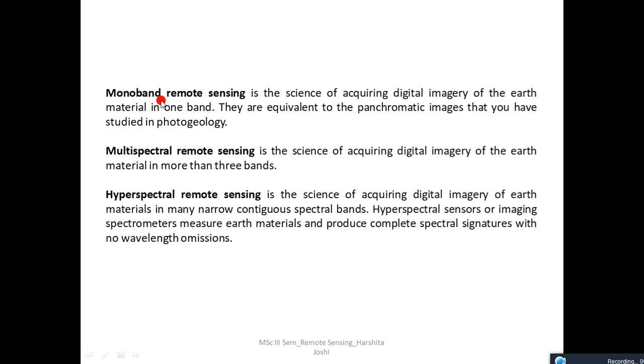So what do you understand by monoband remote sensing? It is the science of acquiring digital imagery of the earth material in one band. These are equivalent to those stereo pairs which you were shown in your photogeology classes. You had seen those black and white images there, the panchromatic images. So these are monoband. Whereas in the multispectral, you have more than three bands. In the hyperspectral, you have many narrow contiguous spectral bands.